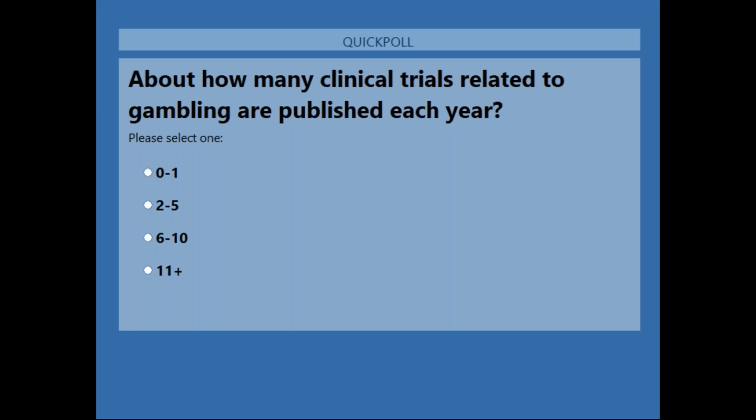We actually asked ourselves this question before we began the process of revising the Schaefer and Korn guidelines. We knew that we'd be relying upon clinical trials to build our revised guidelines, but weren't sure about how many that would include. About how many clinical trials related to gambling are published each year? 0 to 1, 2 to 5, 6 to 10, 11 or more?